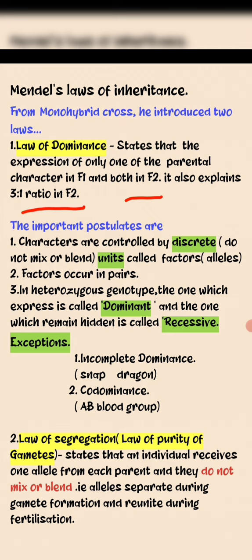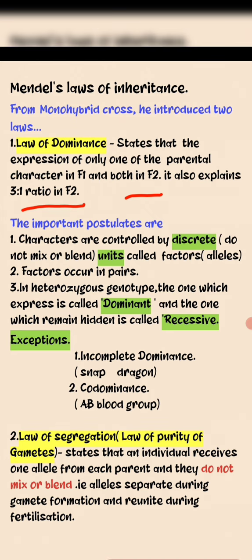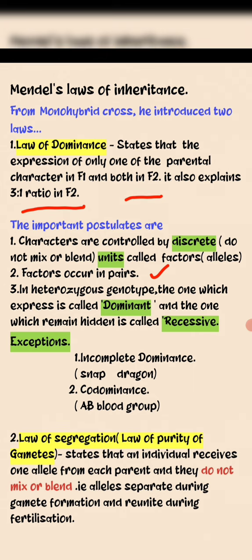And the important postulates are, characters are controlled by discrete units. The word discrete means do not mix or blend. Called factors, and now they called as alleles. And then these factors occur in pairs. And then in heterozygous genotype, the one which express is called as dominant and the one which remain hidden is called recessive. And exceptions are there. Example, incomplete dominance in snapdragon and codominance.